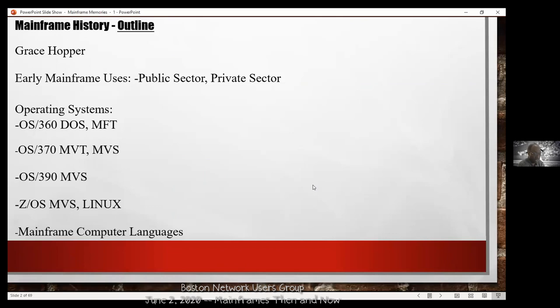For an outline for tonight, I'm going to go back to one of the pioneers of, as I know it, data processing, Grace Hopper. How mainframes have been used in the public sector and private sector, early usage. The gobbledygook that you see here are various operating systems from an IBM perspective. Pretty much all of my experience in the mainframe arena was on IBM, so everything from the early OS 360 down to ZOS. A little bit on mainframe computer languages and how some of them differ.